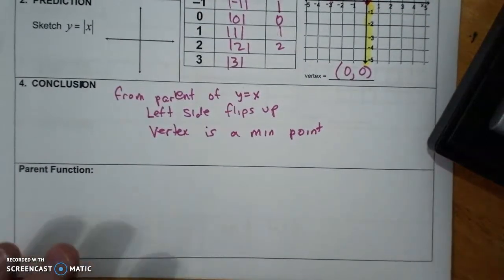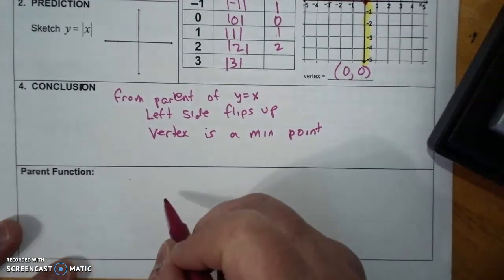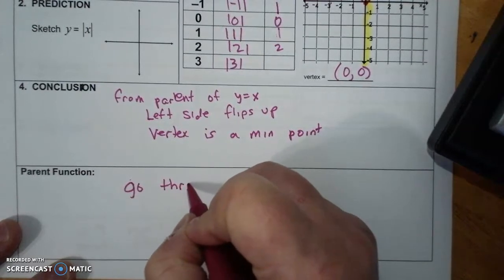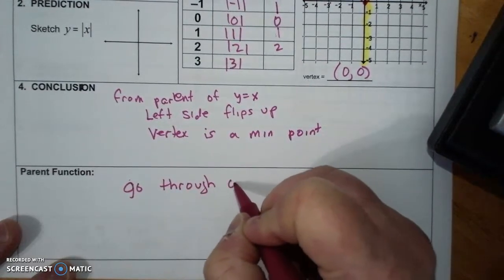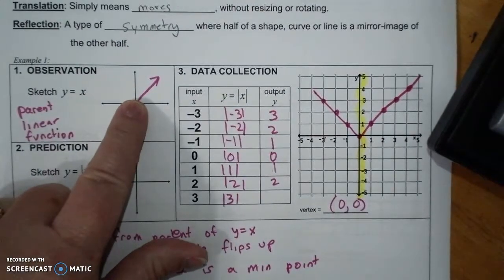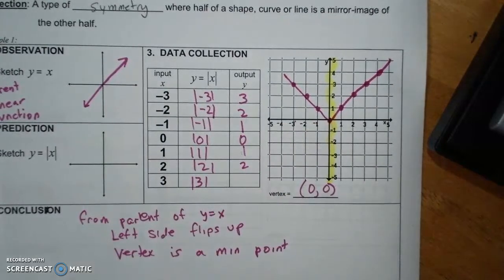As far as the parent function, all parent functions in all of math go through the origin. So this function goes through the origin. This function goes through the origin. You'll be introduced later in the year to another parent function. It's called the quadratic parent function. That also goes through the origin. And that is page 1 of 10-1.